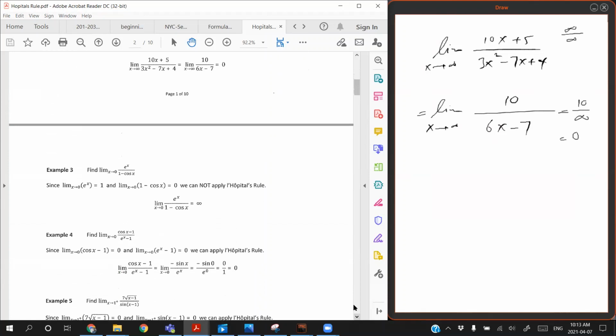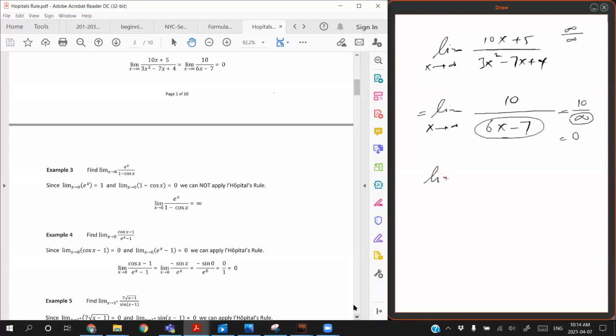So, sir, anything like a constant over infinity will always be equal to 0? Yes. You know, infinity is not a number, yes? It's a symbol. So in this case, this symbol here means that the denominator keeps increasing. So you have a constant over a changing denominator that keeps increasing without bounds. So the whole thing, 10 over 6x minus 7, is going to approach 0. That gets closer and closer to 0.